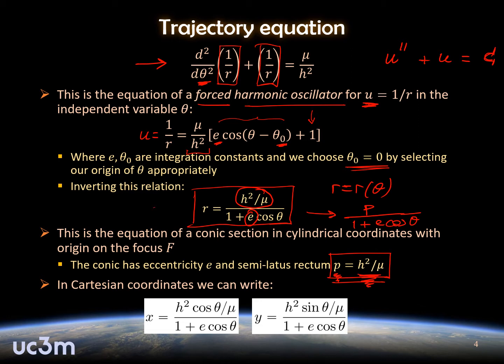Now, the expression that we have here is in polar coordinates. Of course, we can go back to Cartesian coordinates. We just have to multiply this by cosine and sine, and we get x and y, as you can see over here.